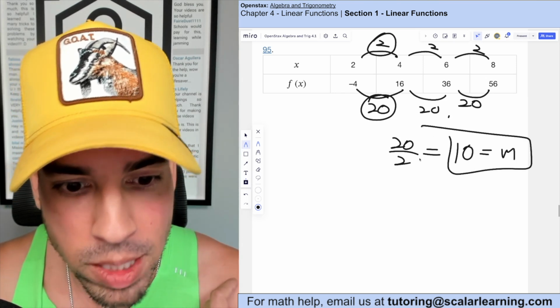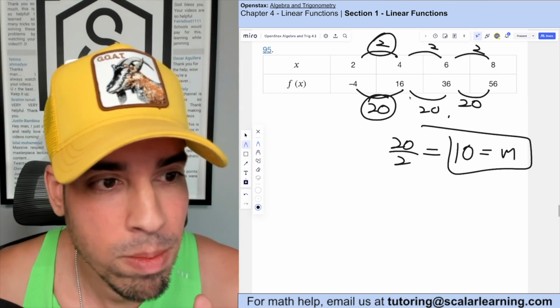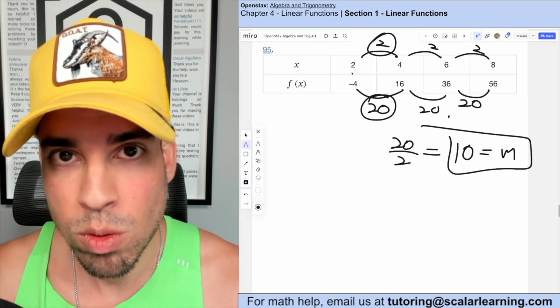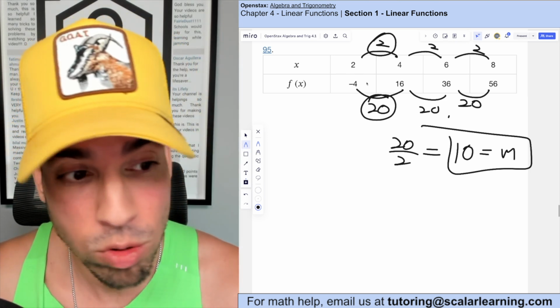Okay, so there's my slope. It's a consistent slope. And then what about my y-intercept? That's when x equals 0. Well, in this case, we don't know what the y-intercept is. So I can't go straight to slope-intercept form.